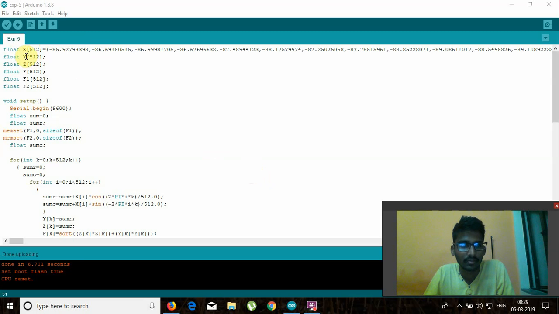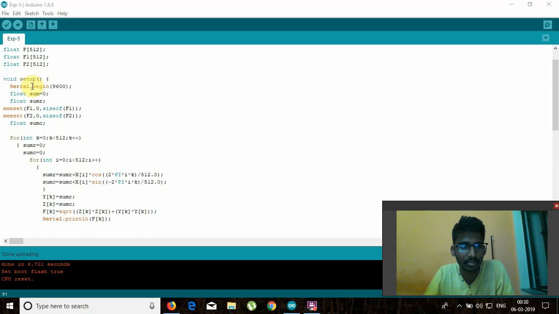And then we will store the real part and imaginary parts of the DFT output in these arrays Y and Z respectively. And then we will store the magnitude of the DFT output in the array F. And these two arrays are for calculating the inverse DFT.